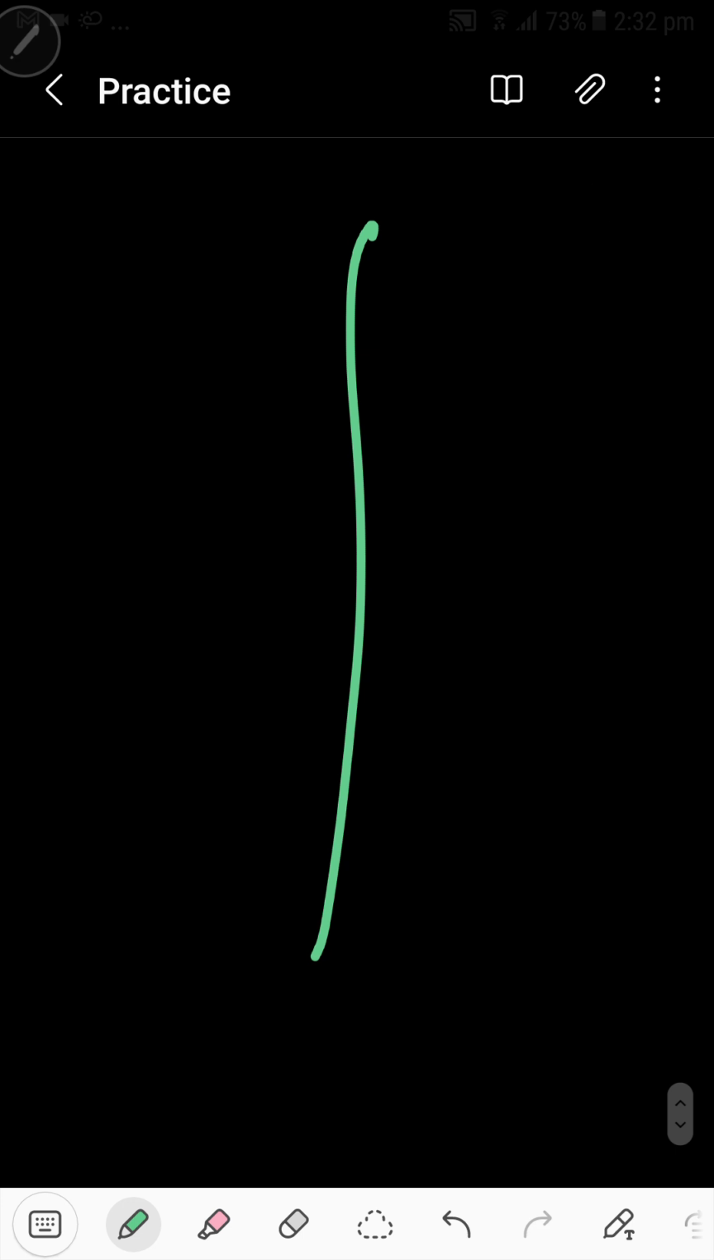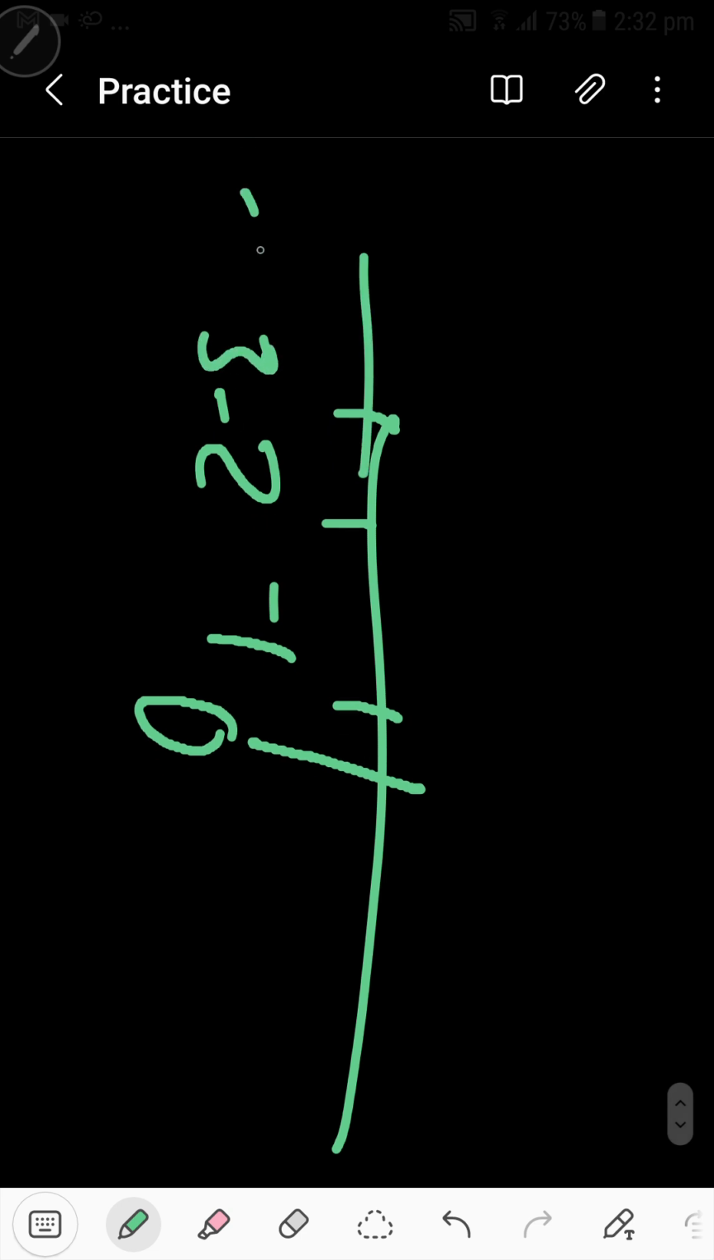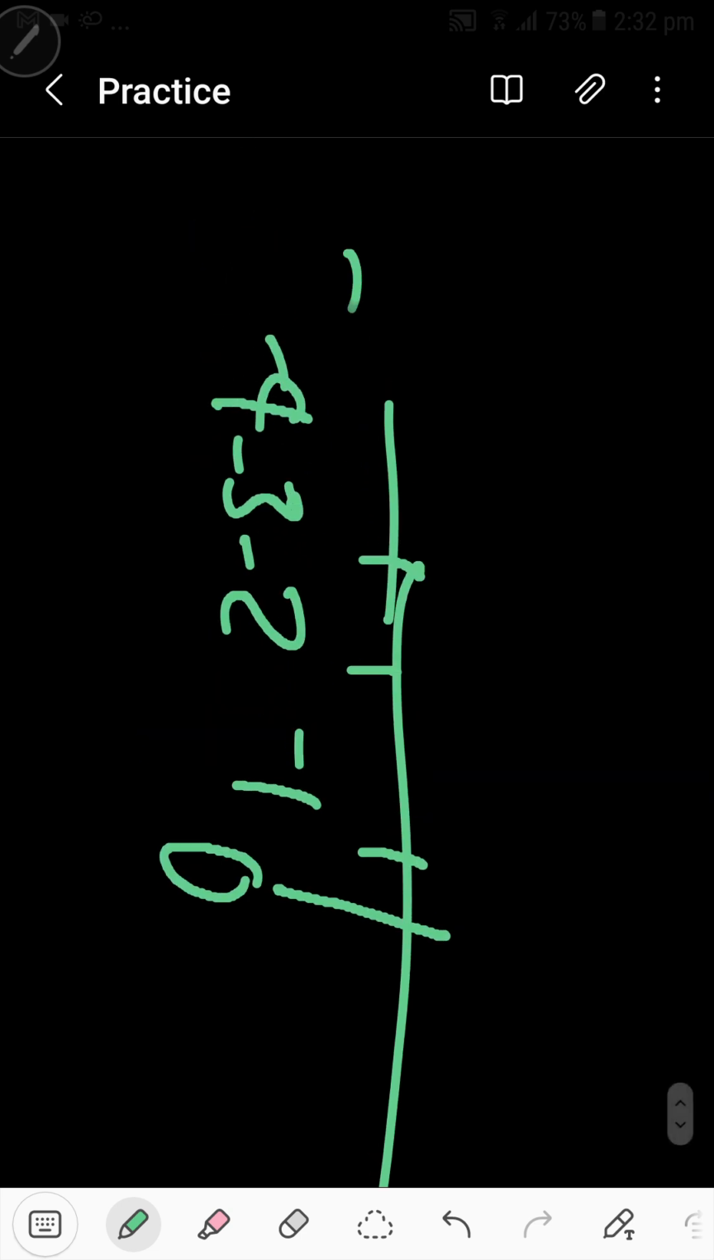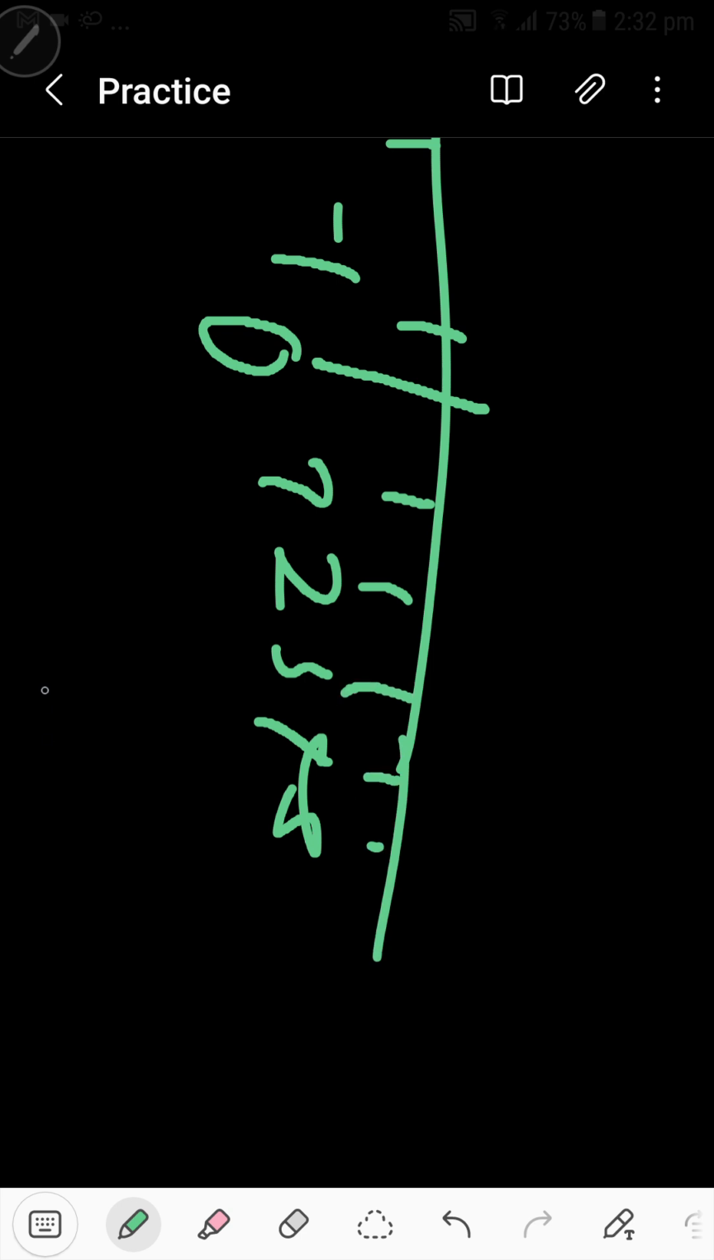Draw the land of numbers, which was this. Now add numbers: 0, minus 1, minus 2, minus 3 on this side, up to minus 5. Here let's do up to 5.